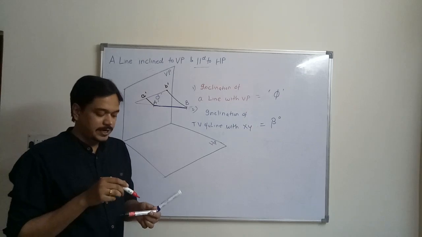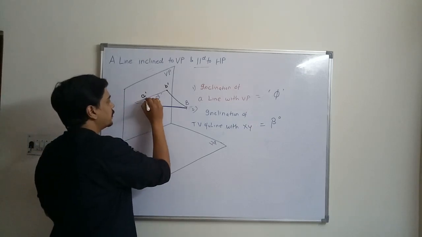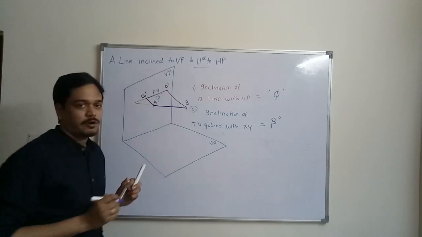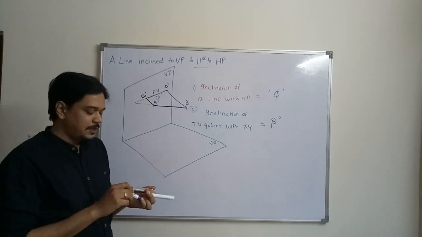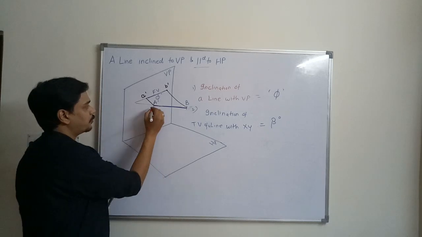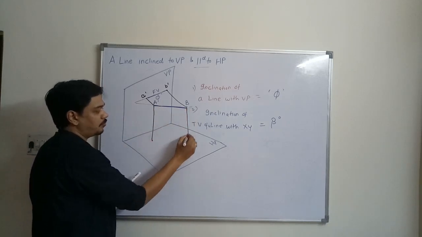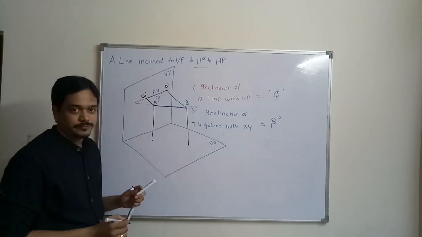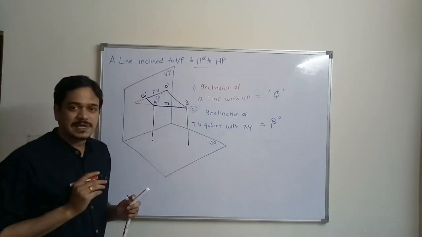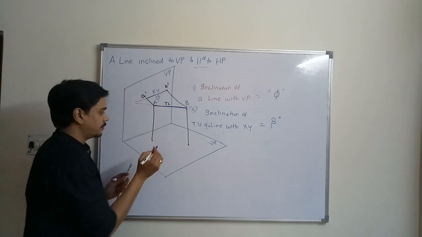So this A dash and B dash represents the front view of the line. So this is the front view of the line AB. Similarly, now the line is parallel to horizontal plane, so that's why we have to project it over here. Now since the line is parallel to horizontal plane, the true length of the line will be same as top view length of the line because it is parallel to horizontal plane.